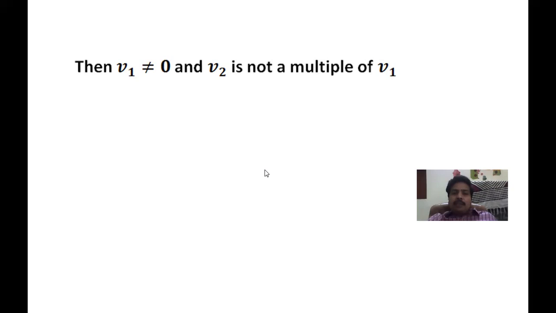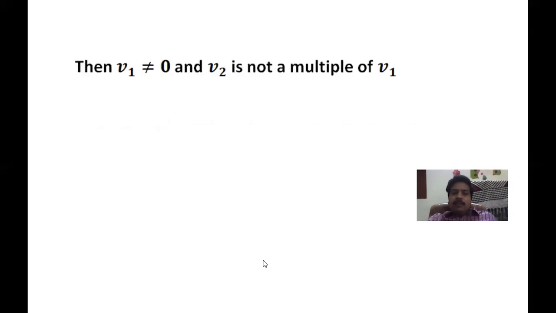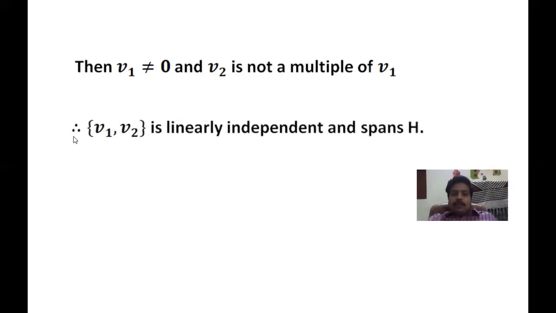Then V1 is not equal to 0. You can observe that it is not a 0 vector. And V2 is not a multiple of V1, so you can't get V2 by multiplying any scalar with this V1. So V1 is not equal to 0 and V2 is not a multiple of V1. So we can say that the set of V1, V2 is linearly independent and spans H.